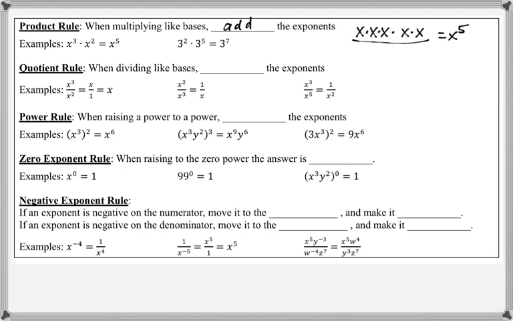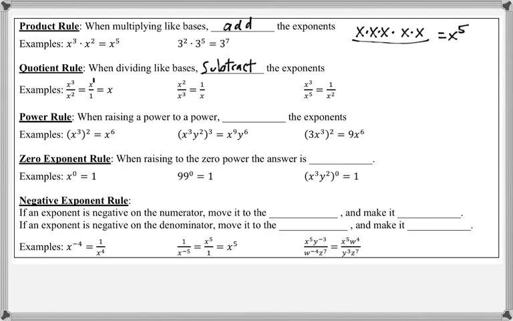Quotient rule, when dividing like bases, you want to subtract the exponents. So x to the 3 over x squared, these get subtracted. 3 minus 2 is 1. There's just a 1 left on the top, but you don't need to put that, so you can just write this as x. If you have the 3 on the bottom, then you would do 2 minus 3 and get x to the 1 on the bottom. You do need to keep the 1 there because otherwise how can we express it as a fraction?